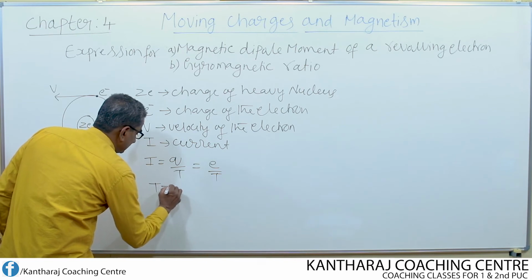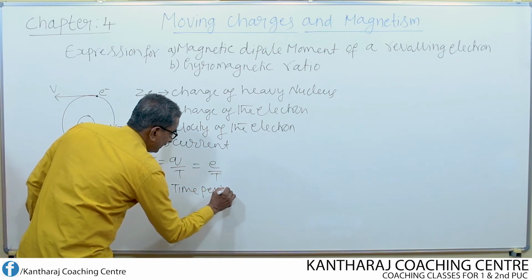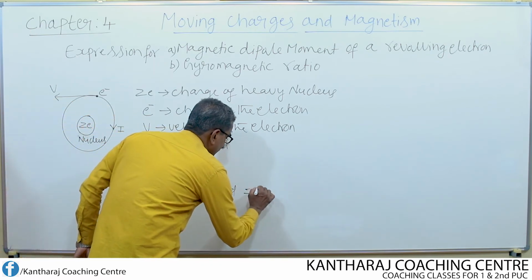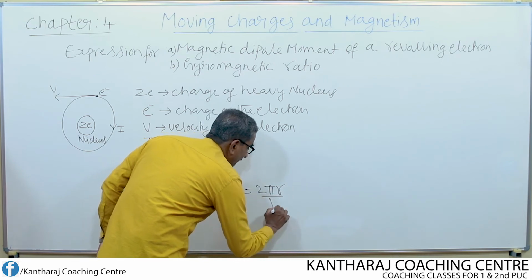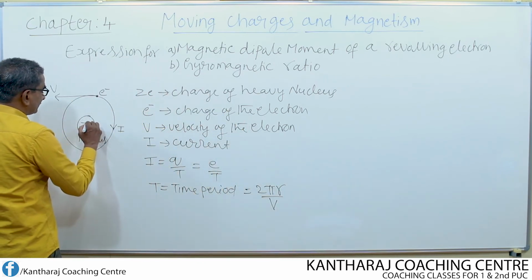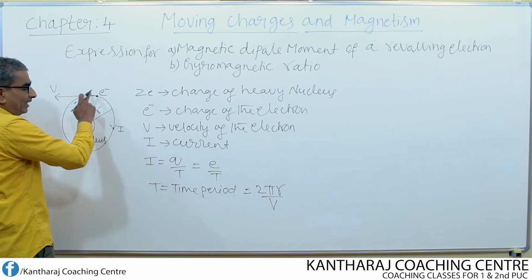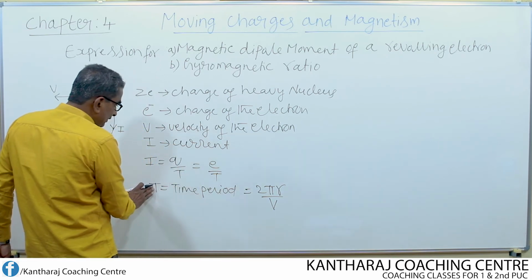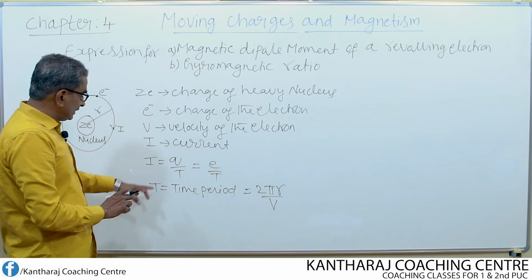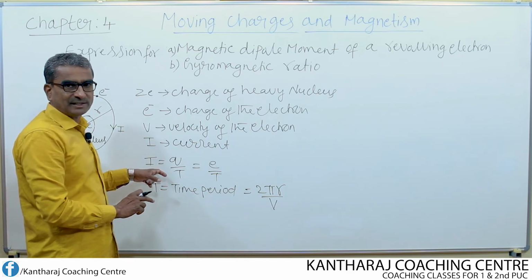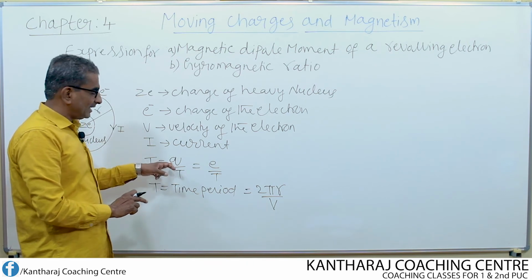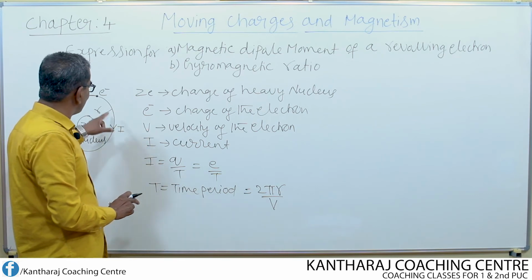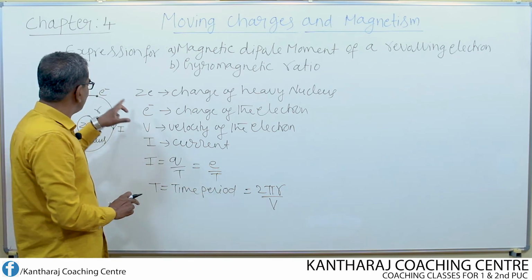So what is T here? T is the time period, the time taken to complete one revolution around the nucleus, and this time period is given by the formula 2 pi r by v. What is r? r is the radius of the orbit, or radius of the circular path traced by the electron. This is the basic equation of current: time rate of flow of charge is current. For q I have substituted e, because the electron is producing the current. Therefore consider only its magnitude, not the sign.